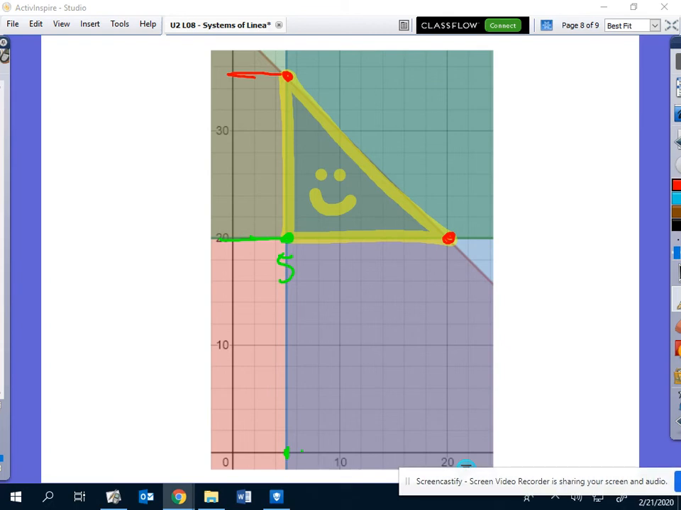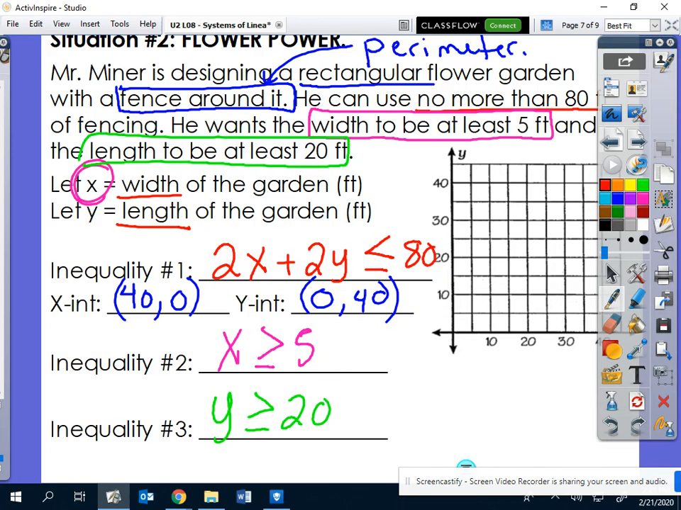So you have all these different combinations, and as well, anything on that line is a possibility as well. So that kind of brings us to the end of our rectangular garden, making sure that we can visualize what are the different possible combinations of widths and lengths. One last one now.